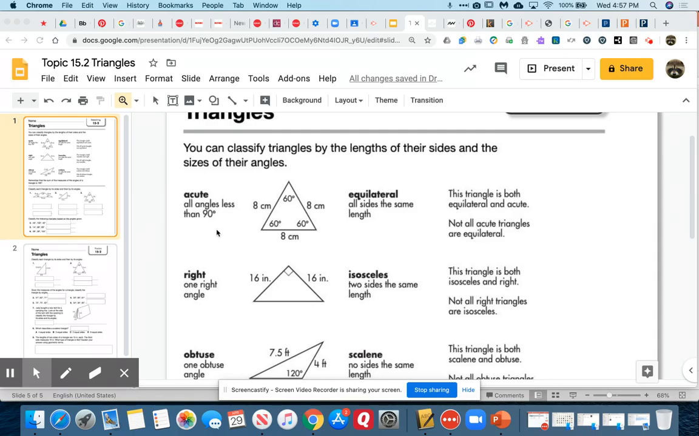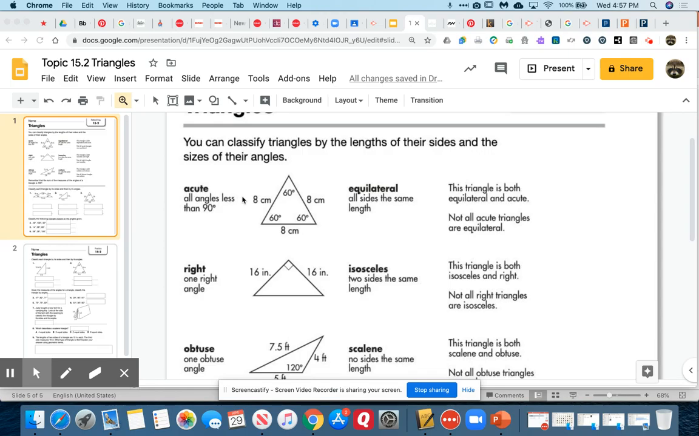So first let's look at classifying by the angles. If all angles are less than 90 degrees, and we have 60, 60, 60, we call that triangle an acute triangle. Oh, it's so cute. It's little, right? The angles are little, less than 90.